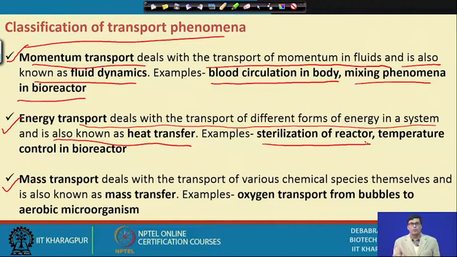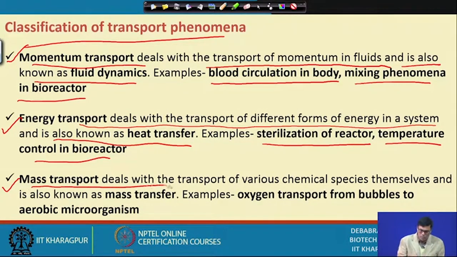Because I forgot to mention, the sterility of the reactor is very important, because we want to grow our desired organism in a particular environment so that we can get the desired product. And also temperature control in the bioreactor. I pointed out that organisms are very specific with respect to temperature. At a particular temperature they give the maximum product.